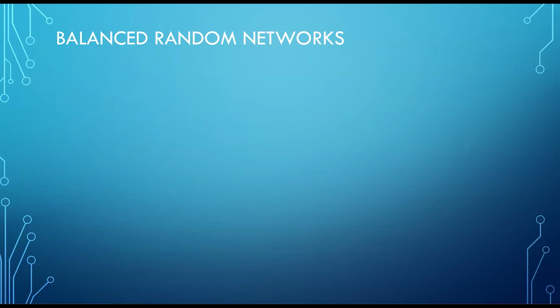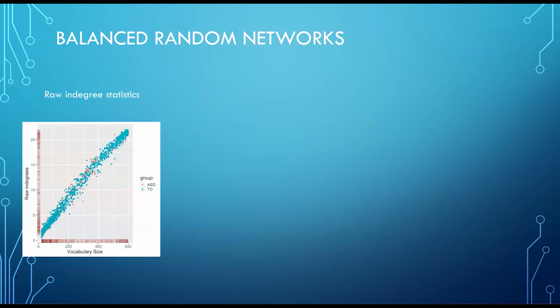Before I get into what a random network is, it's important to understand why we use them. The following graphs will represent the analysis of one of the statistics mentioned in the previous slide, in degree. As you can see from our raw statistic, there's a strong relationship between in degree and vocabulary size, with vocabulary size on the x-axis and the statistic on the y-axis. Also, each point in the figure is projected onto the x and y axes as a one-dimensional rug plot.